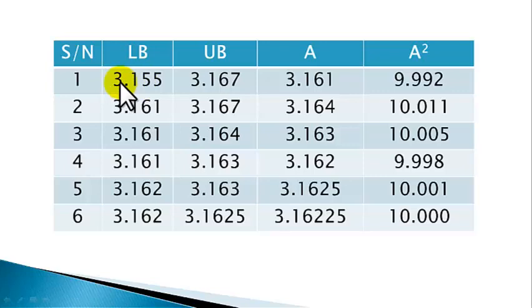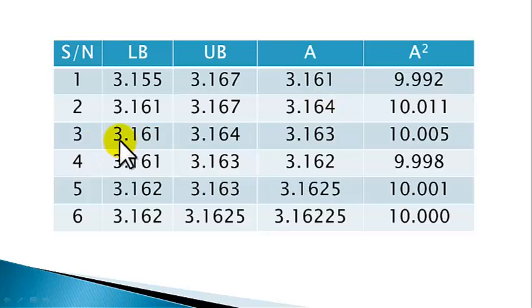We recall that our first lower bound was 3.155 and upper bound was 3.167, and the average is 3.161. Then A squared is 9.992, which is less than 10. So this is now the new lower bound. So in the next step, we now have 3.161 plus 3.167 divided by 2. That gives 3.164. The square of this is 10.011. This shows that this is now the new upper bound.